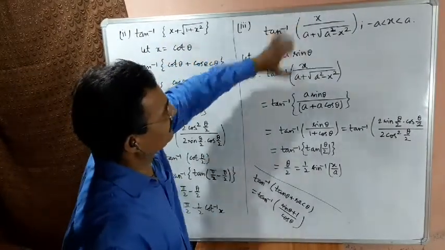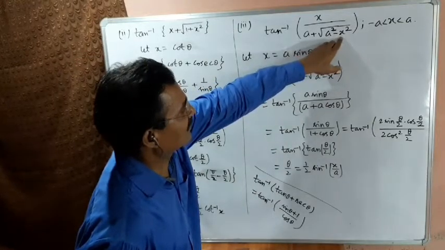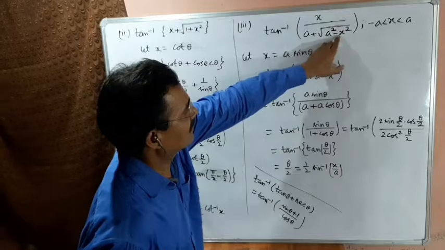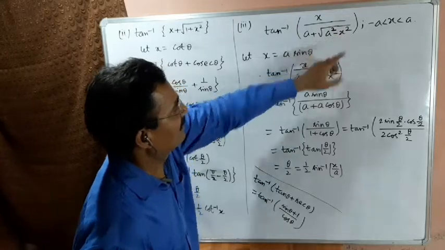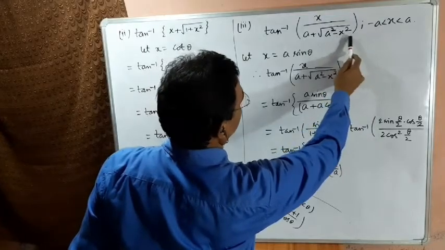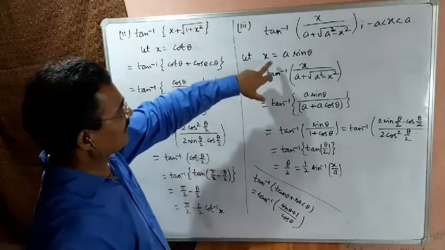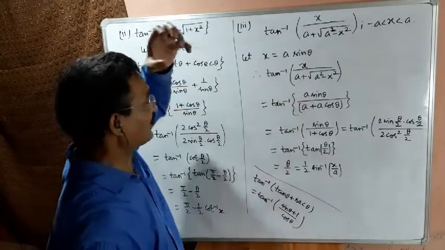Now, for tan inverse of this expression, it suggests we should take x equals a cos theta or a sin theta, since we have a square minus x square. This is just the domain of x. You can understand that x should lie between minus a and a, then this term will be real. So I have taken x equals a sin theta.